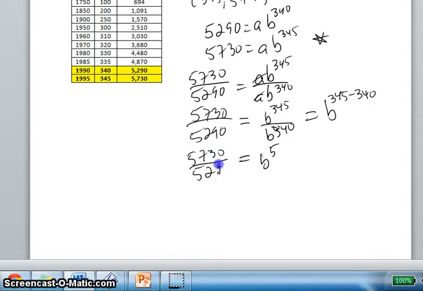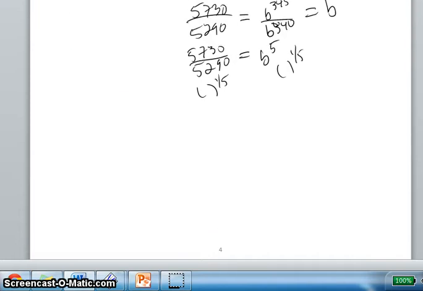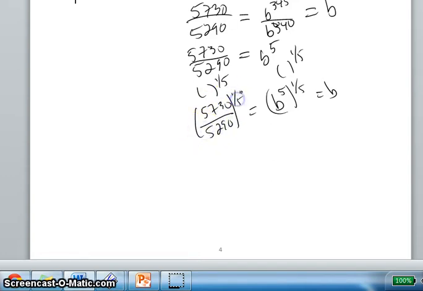Again, this is a power function. It is not an exponential function, so we raise both sides to the 1/5 power. And when we do that, we get b to the 5th to the 1/5, which equals b, equals our ratio of populations to the 1/5. Put this in your calculator, and for this particular model, you get b is equal to 1.0161 approximately. That is a 1.61% growth.